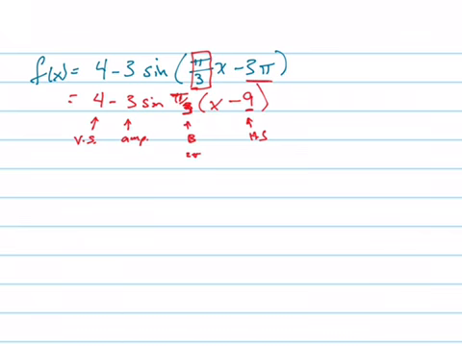The period equals 2 pi over b, which means the period is 2 pi divided by pi over 3. Flip and multiply. Those pi's will cancel and you'll just get 6. So my period is 6. Okay? So to find the period, now here's what I do to make my intervals.